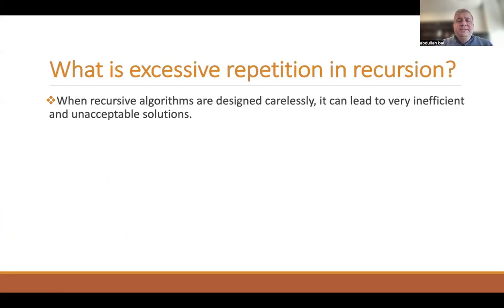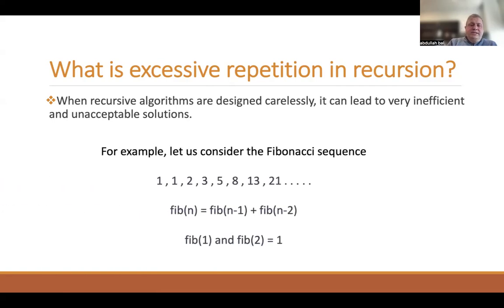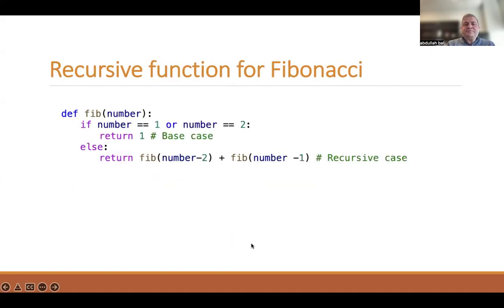What is excessive repetition in recursion? When recursive algorithms are designed carelessly, they can lead to very inefficient and unacceptable solutions. Why? Let me give an example: Fibonacci numbers. To calculate a Fibonacci number, we need to add the previous two Fibonacci numbers. And the base case is Fibonacci number 1 and Fibonacci number 2 is 1. Okay, so this is the recursive function of Fibonacci.